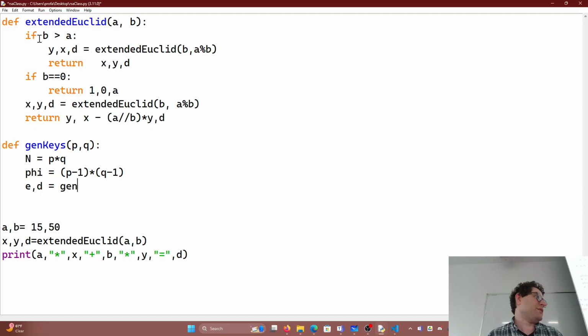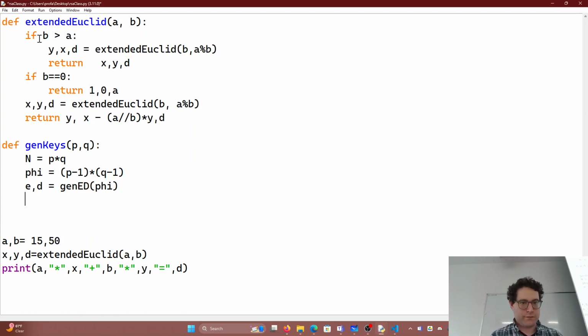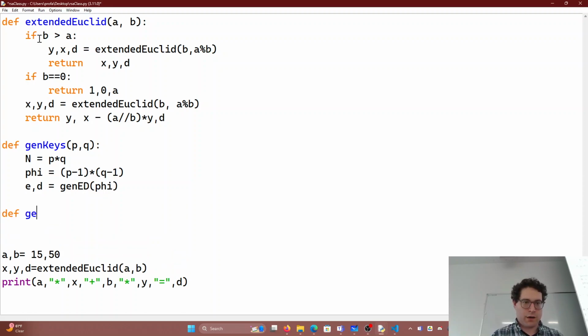I'm going to split that up into a separate function so that it doesn't get so messy. Gen E, D, and all we need to pass in is phi. That's the only number we need. Because for gen E, the first thing we need to do is generate E. To generate E, we need to find a number co-prime with phi. Make sense?